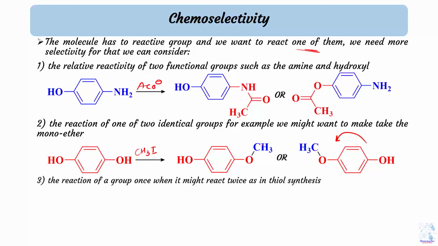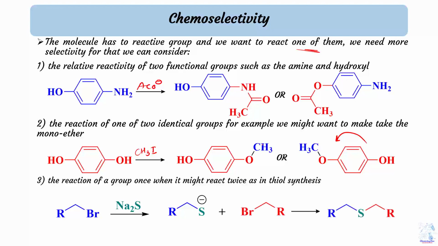And the third one is the reaction of a group once when it might react twice, as in thiol synthesis. That is another complicated, tough situation. An alkyl halide, RBr, reacts with Na2S, sodium thiosulfate, to get an anion, which reacts again with the same molecule and gives a thiol. So after this first slide, we have seen the reactivity of two functional groups, the reaction of one of two identical groups, and the reaction with thiols or other derivatives.